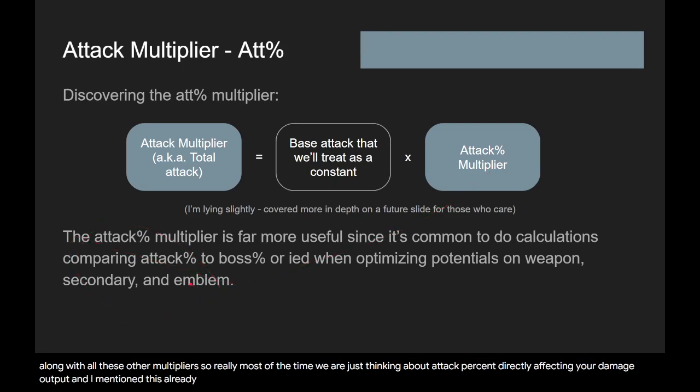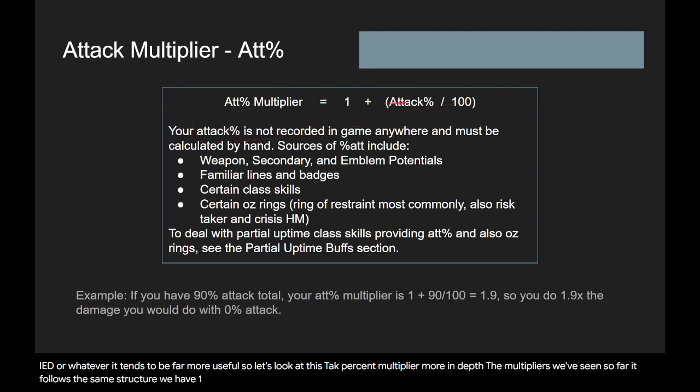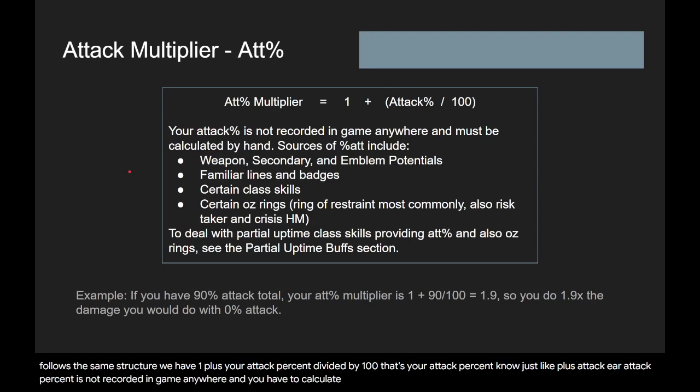And I mentioned this already, but because it's more common to do these calculations comparing attack percent to boss percent or IED or whatever, it tends to be far more useful. So let's look at this attack percent multiplier more in depth. It looks very similar to the multipliers we've seen so far. It follows the same structure. We have 1 plus your attack percent divided by 100. And that's your attack percent. Note, just like plus attack, your attack percent is not recorded in game anywhere, and you have to calculate it by hand. Here's basically all the sources that I could think of where your attack percent is going to come from.